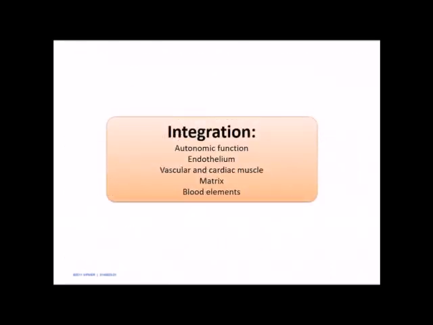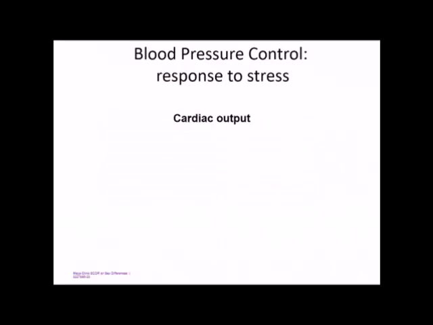So when we think about cardiovascular disease and teach about sex and gender components, we really need to take an integrative approach. So I'm going to try to go through some of these a little bit here with autonomic function, an example, endothelial cells, vascular and smooth muscle matrix, and blood elements. So let's talk about control of cardiac output.